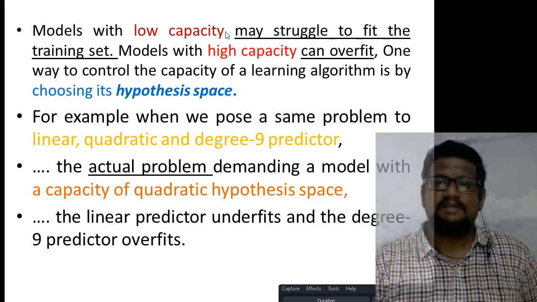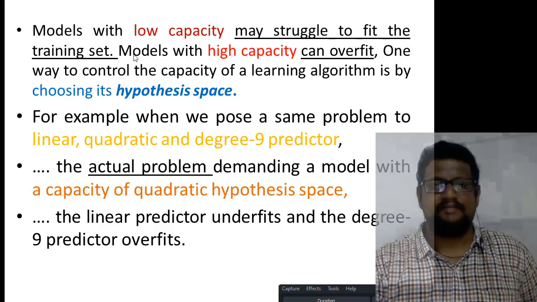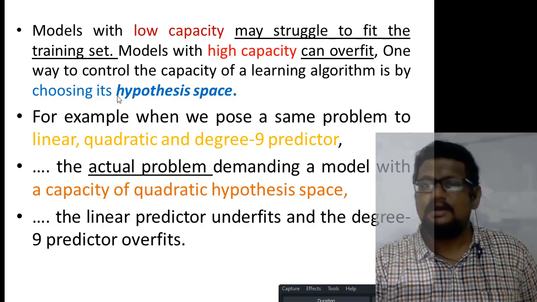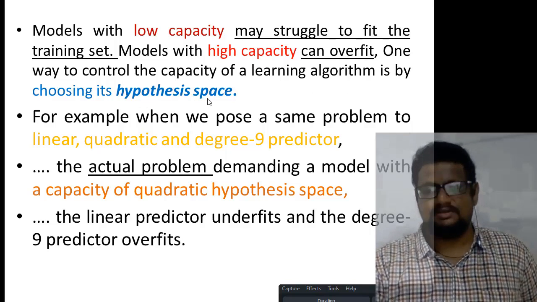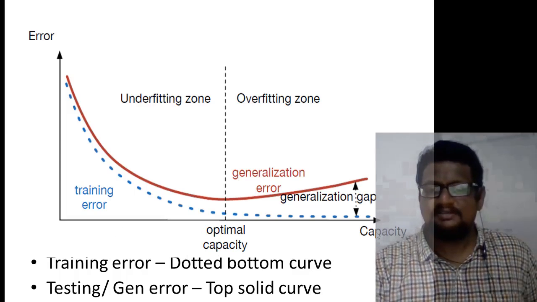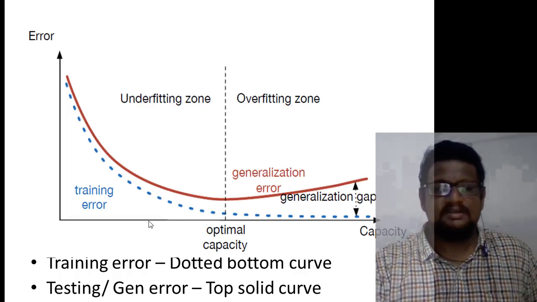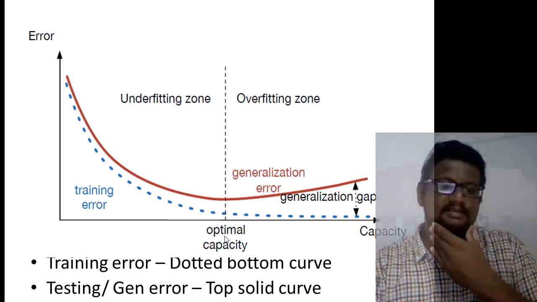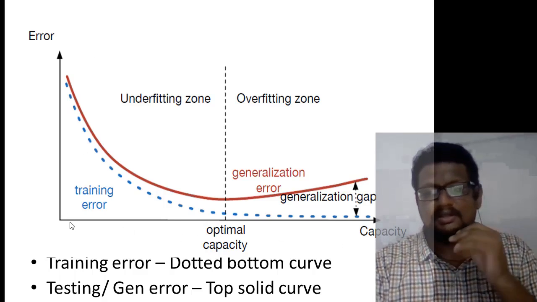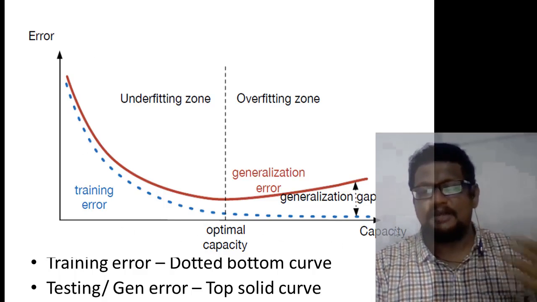Models with low capacity may struggle to fit the training set. Models with high capacity can overfit. One way to control the capacity of a learning algorithm is by choosing the appropriate hypothesis space. So what happens when you increase the capacity of the model? Here the x-axis is capacity, so don't mistake it for iterations. Normally people who work with machine learning may think of this as iterations with respect to error. Theoretically this is a little different. This is the capacity of the model.